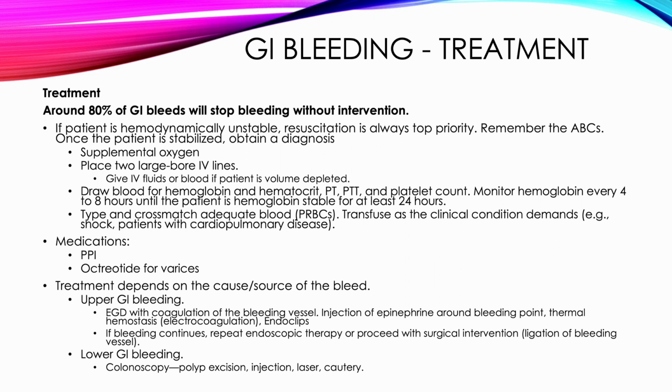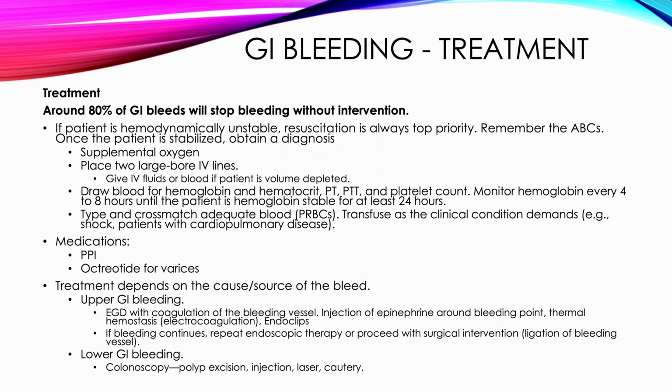Again, we want to cross-match for transfusion. And then medications: for patients with GI bleeding, especially upper, we tend to give prophylactic PPIs. And if we have varices, or we're considering varices, we'll give IV octreotide and antibiotics. The rest of the treatment really depends on the cause or the source of the bleed, right?